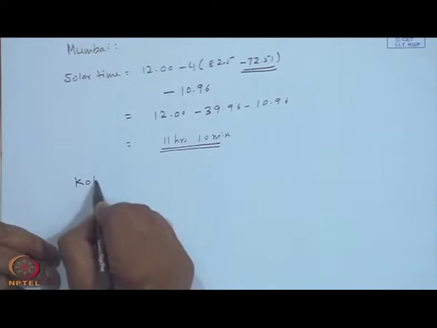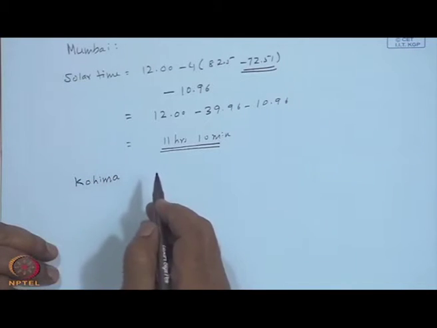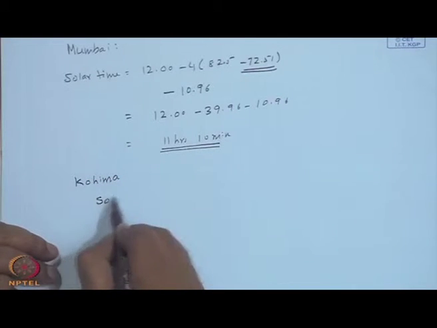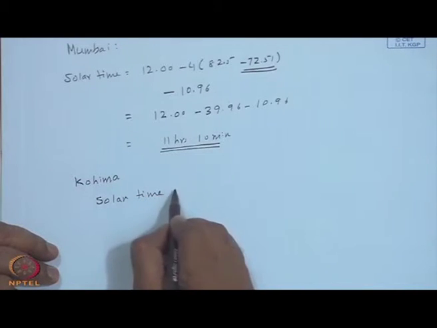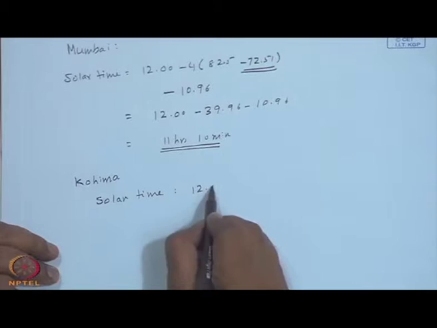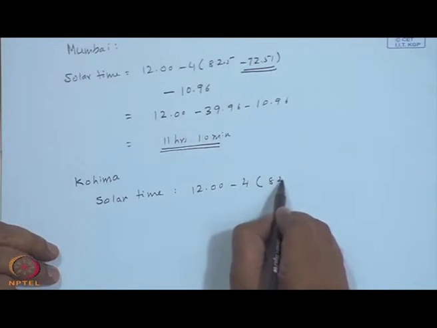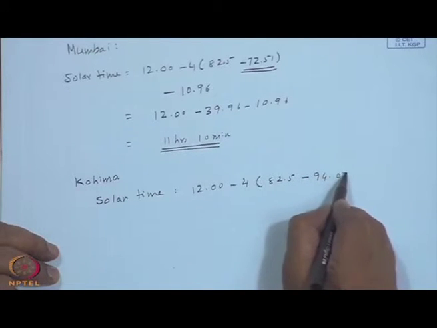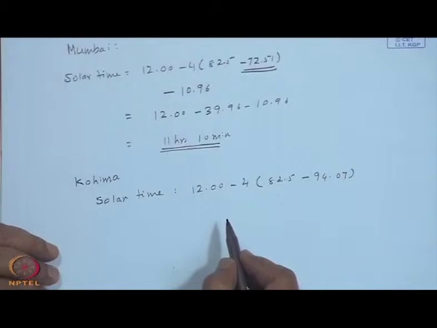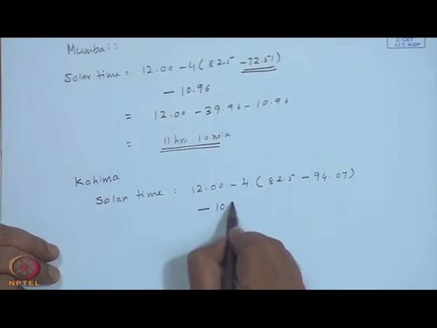Kohima, which is an eastern extreme. Solar time will be 12:00 minus 4 times (82.5 minus 94.07). The longitude is 94.07 E, and this is 10.96.